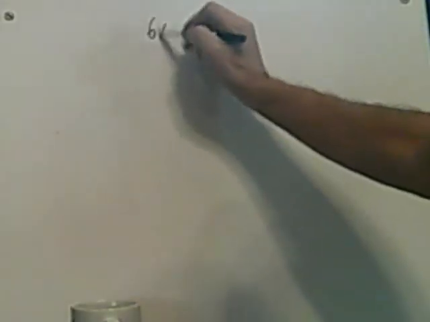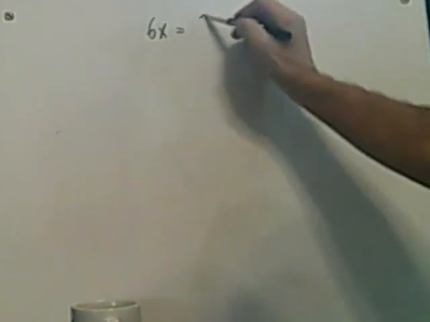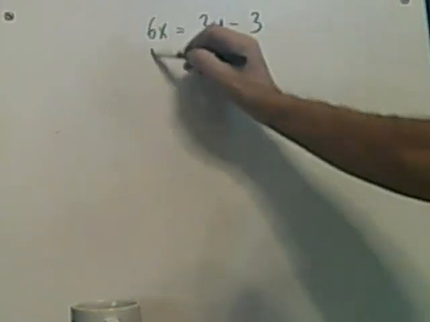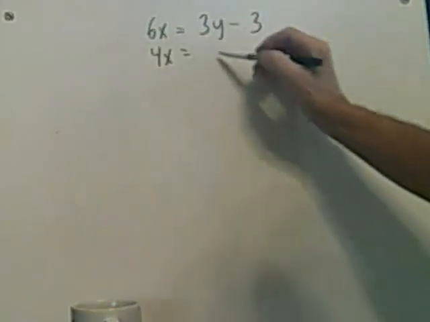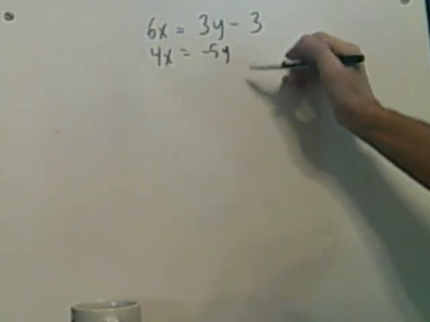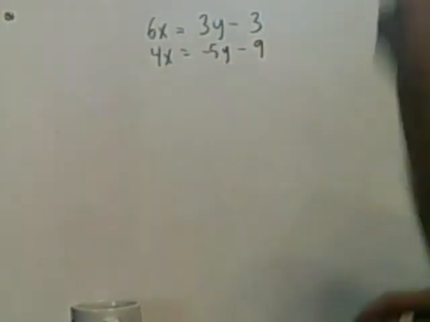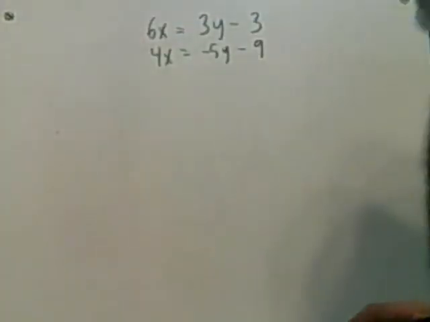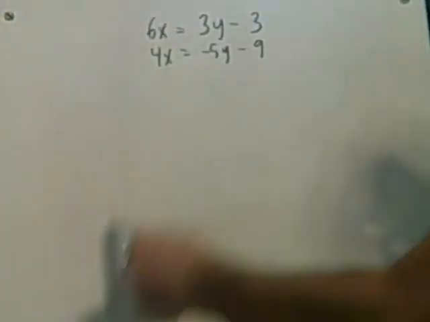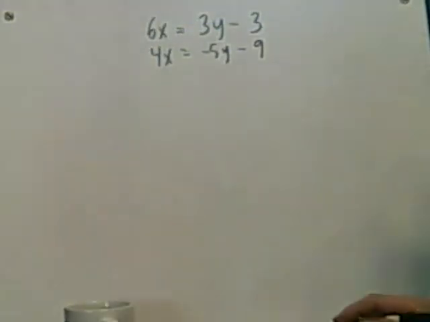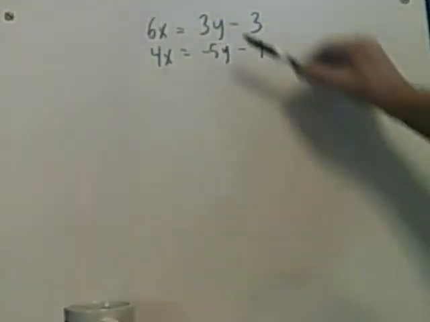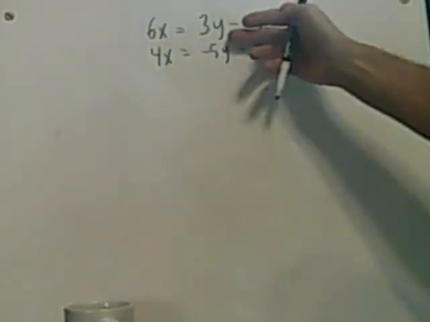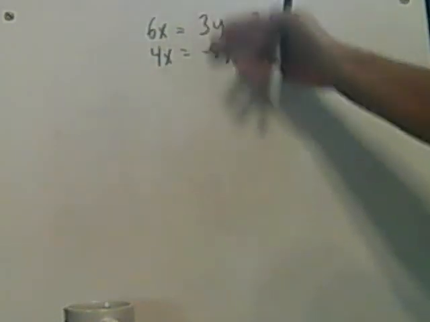6x equals 3y minus 3, and 4x equal to negative 5y minus 9. So this is the same category where we can't just add or subtract these right off the bat to cancel. We have to multiply one of them by one thing and the other by another. So in this case, let's focus on the 3 and the 5. Okay? I'll multiply the first equation by 5 and the second equation by 3. And that's going to allow me to cancel this.